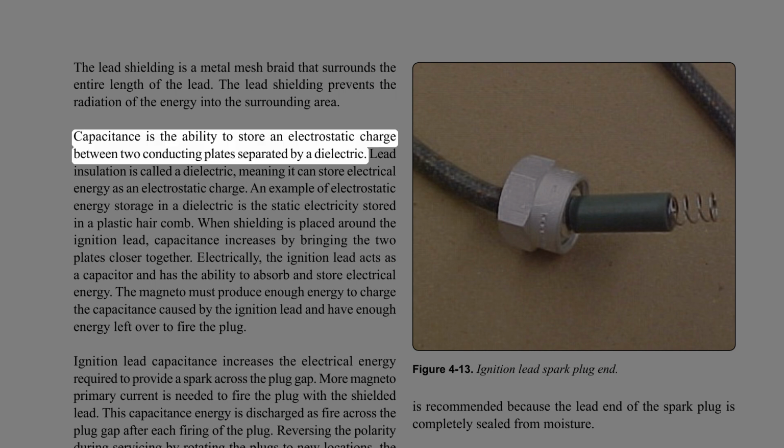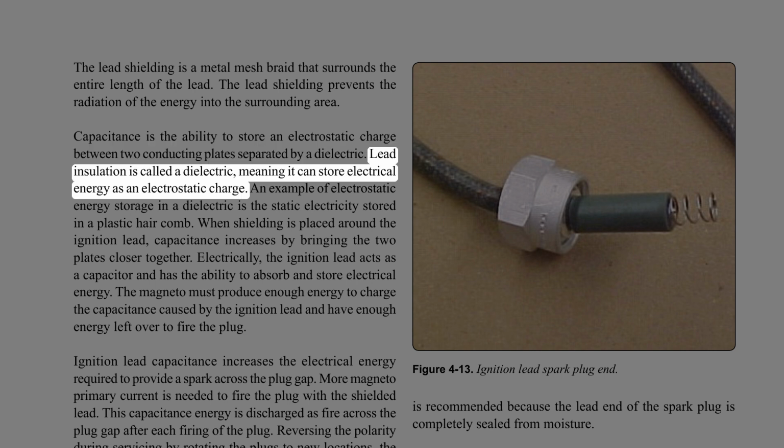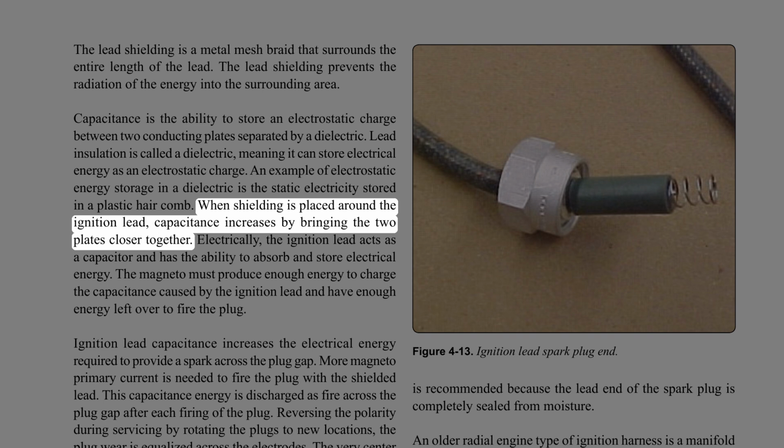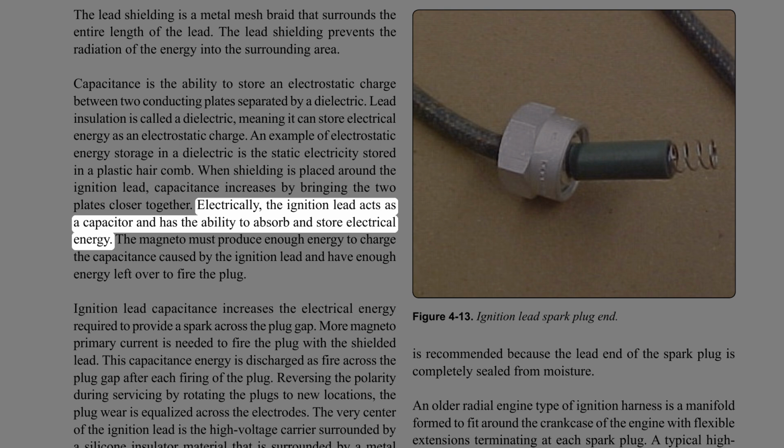Capacitance is the ability to store an electrostatic charge between two conducting plates separated by a dielectric. Lead insulation is called a dielectric, meaning it can store electrical energy as an electrostatic charge. An example of electrostatic energy storage in a dielectric is the static electricity stored in a plastic hair comb. When shielding is placed around the ignition lead, capacitance increases by bringing the two plates closer together. Electrically, the ignition lead acts as a capacitor and has the ability to absorb and store electrical energy.